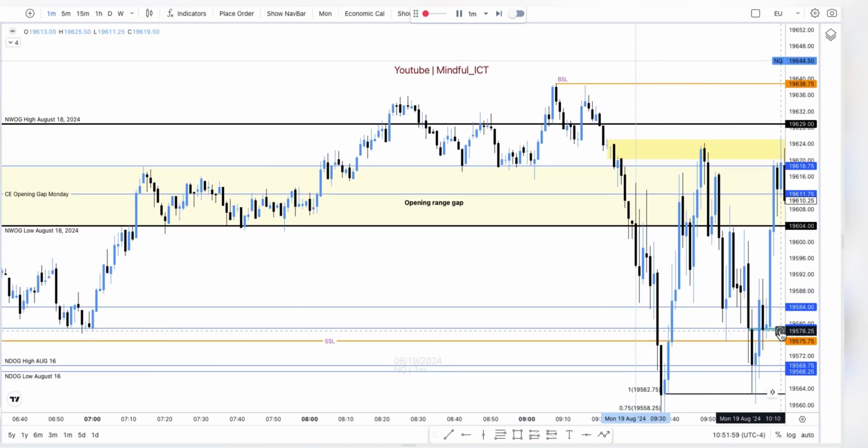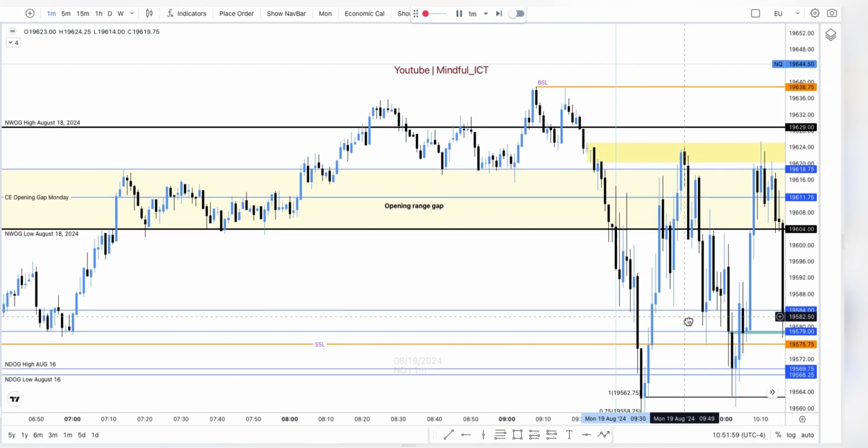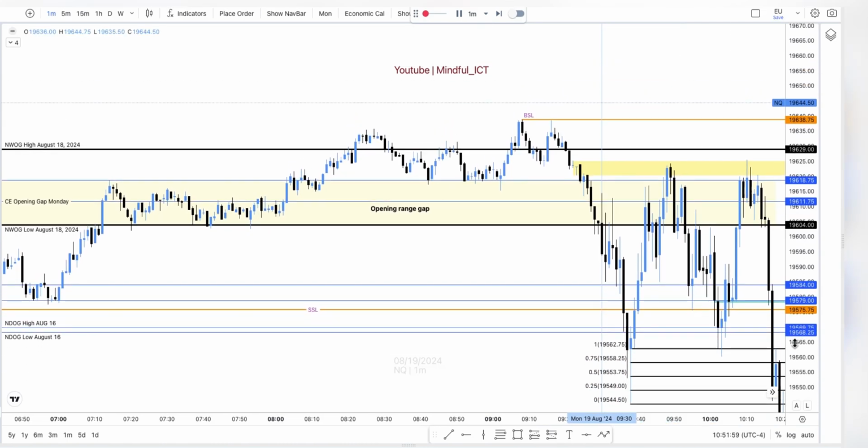Within just 3 one-minute candles, the price closed at the top of the gap, and ICT now wanted the consequent encroachment of this gap to be respected. The price paused briefly but then reversed without reaching the buy side. This kind of price action can be frustrating.